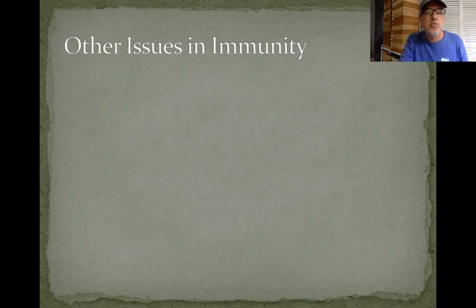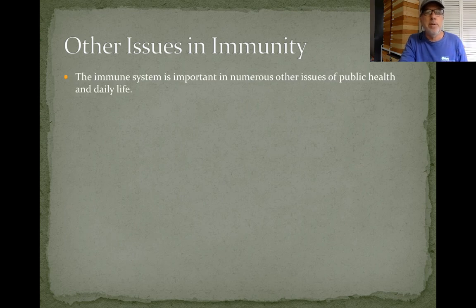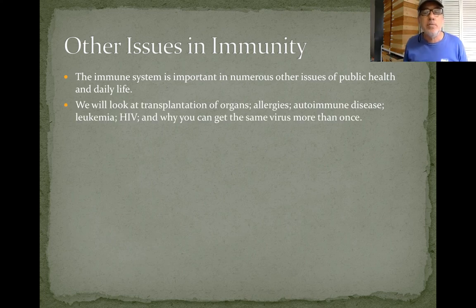In our next class, we will be looking at other issues in immunity. The immune system is incredibly important in numerous issues about public health and in numerous issues that surround our daily life, as we now know, living through the COVID-19 crisis. Some of the things I want to talk to you about in the next talk are transplantation of organs, how the immune system handles that, allergies, why the immune system creates them, autoimmune disease, what that is, leukemia, which is cancer of the white blood cells, HIV, and why you can get the same virus more than once. So please take a careful look at this video and come to the next class with questions.